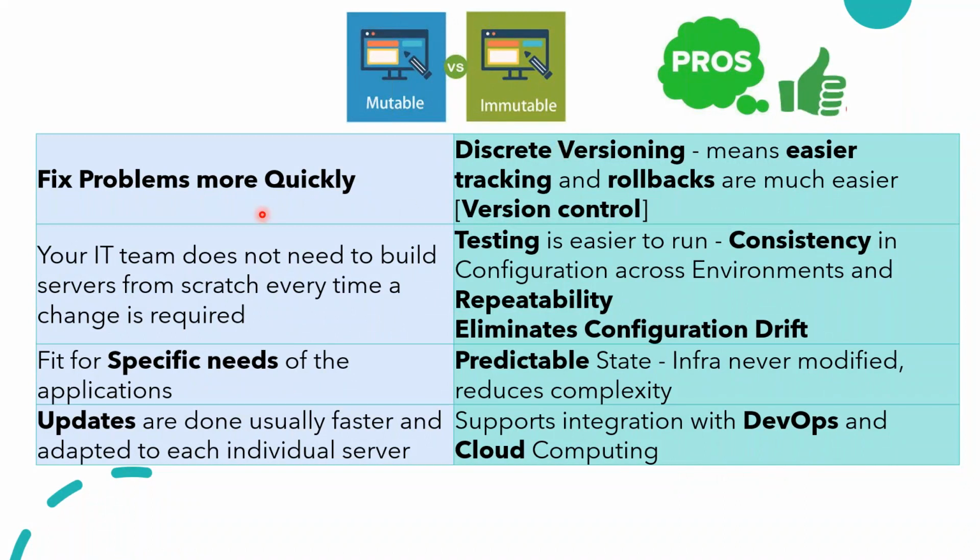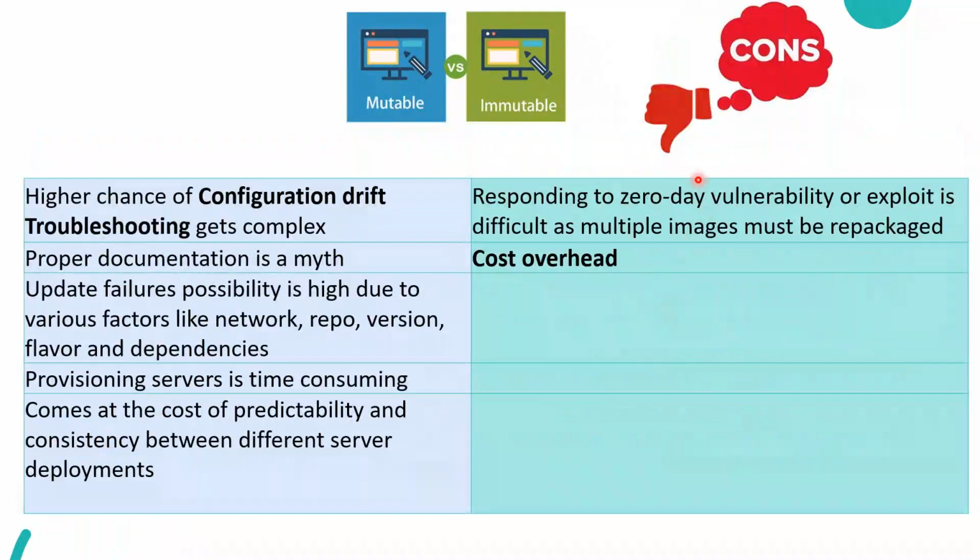So here with mutable, the only biggest advantage it has is around 0-day vulnerability handling. If there is a vulnerability that has to be fixed on the same day, then mutable infrastructure or tools like Ansible can be used to deploy the hot fixes or to fix the bugs very quickly.